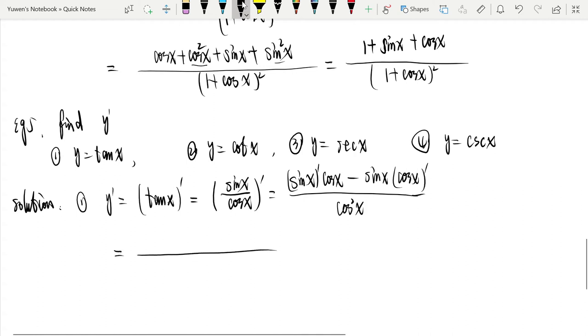That is sine x, the derivative is cosine x, times cosine x, that is cosine x squared. Sine x times the derivative of cosine x, which is negative sine x. So we add sine x squared, over cosine x squared. Cosine x squared plus sine x squared equals 1. That's 1 over cosine x squared. But we know that 1 over cosine x is secant x, so that is secant x squared.